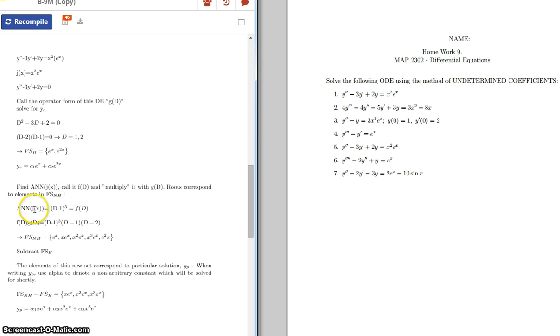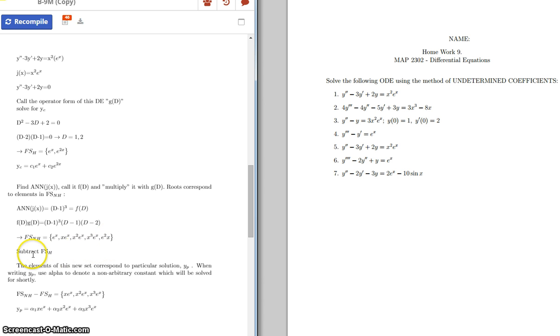So the annihilator of x squared e to the x would be d minus 1 to the power of 3. So we'll take that, call it f of d, and multiply with g of d. So d minus 1 to the power of 3 times g of d gives you fsnh. The roots of this polynomial will give you fsnh. So e to the x, x e to the x, x squared e to the x, x cubed e to the x for the repeating d minus 1 four times, and then e to the 2x.